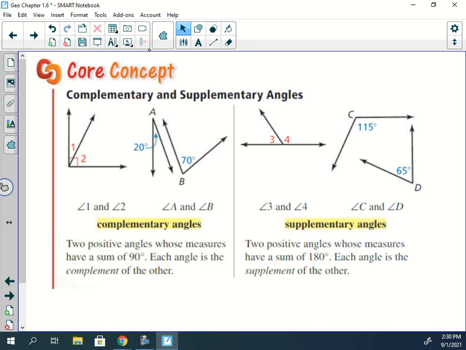Any questions on this here? So what you're saying is past 180 is supplementary, and past 90 is supplementary. Well, if one of them's 47 and the other is 43, 47 plus 43 is 90, so they are complementary. If we have two that add up to be 180, then they are supplementary.